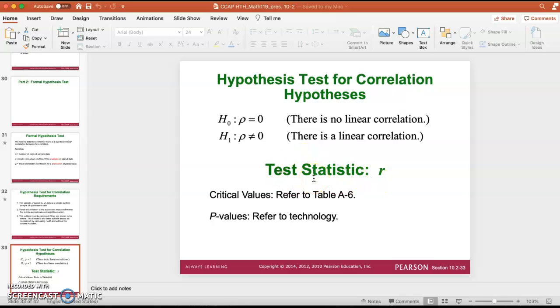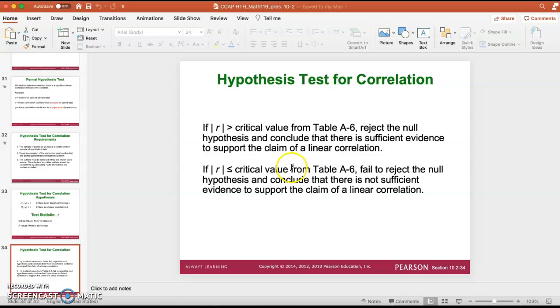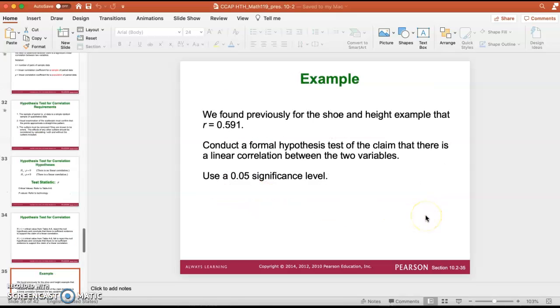And then for making our conclusions, we can either use critical values from table A-5 in our case, not table A-6, or we can use technology to get p-values as well. And same ideas from before. If the magnitude of that correlation coefficient is bigger than the critical value from table A-5, then we reject the null hypothesis and conclude there is sufficient evidence to support the claim of a linear correlation. If it's less than or equal to that critical value from table A-5, fail to reject the null hypothesis and conclude that there is not sufficient evidence to support the claim of a linear correlation.